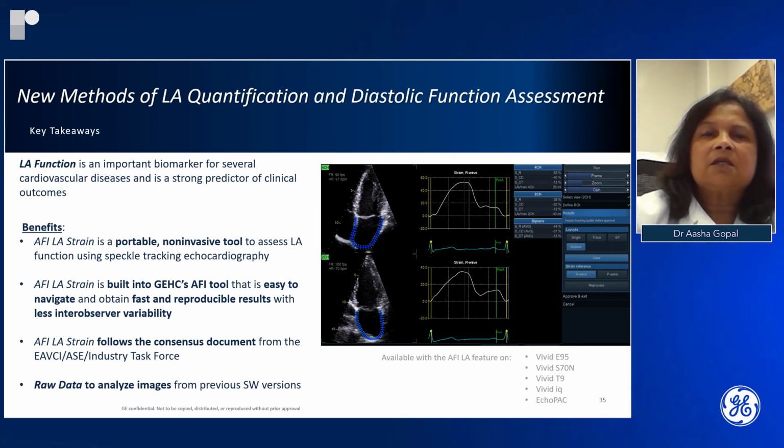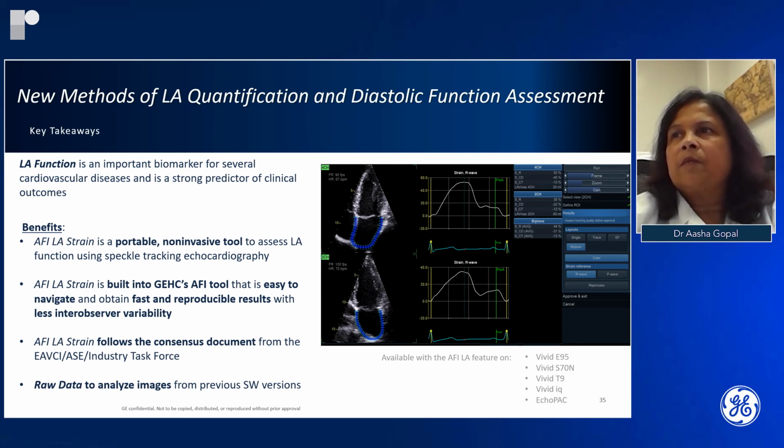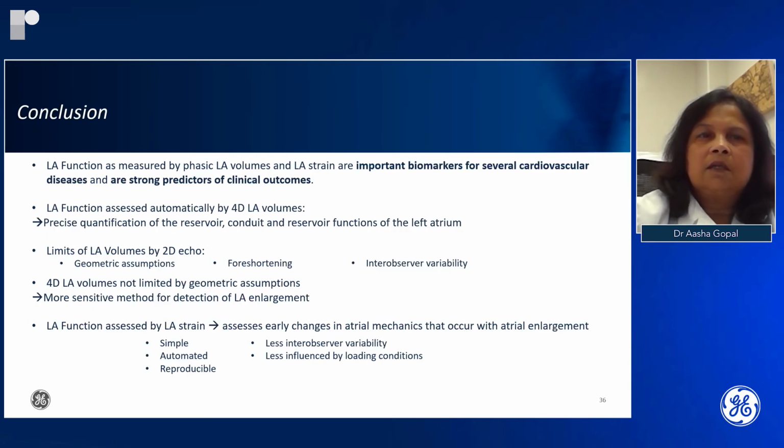It's fast, reproducible, has less interobserver variability, and it does follow the consensus document from the ASE as well as the European Society's task force. You need raw data to analyze the images. Left atrial function can be assessed by using 4D LA volumes. You can get very precise quantification of the reservoir, conduit, as well as, there's a typographical error on this slide. It should say reservoir, conduit, and contractile functions of the left atrium.